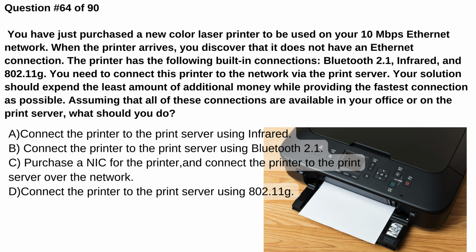Question 64 of 90. You have just purchased a new color laser printer to be used on your 10 megabytes per second Ethernet network. When the printer arrives, you discover that it does not have an Ethernet connection. The printer has the following built-in connections: Bluetooth 2.1, infrared, and 802.11g. You need to connect this printer to the network via the print server. Your solution should expend the least amount of additional money while providing the fastest connection possible. Assuming that all of these connections are available in your office or on the print server, what should you do?